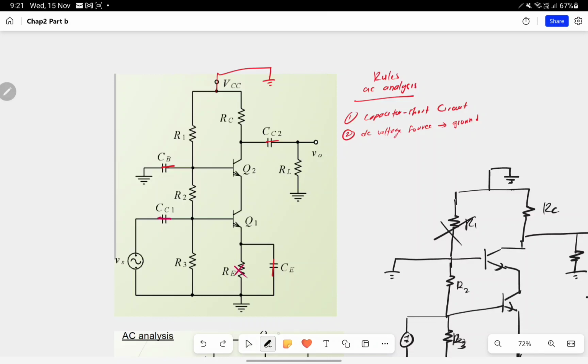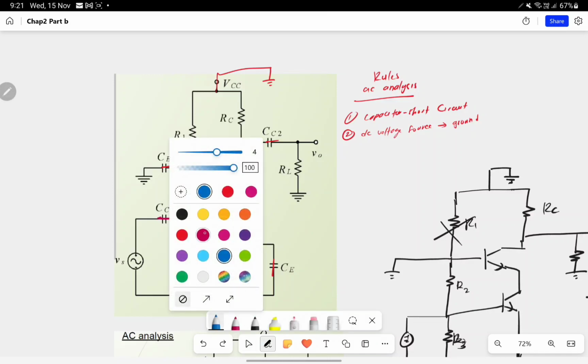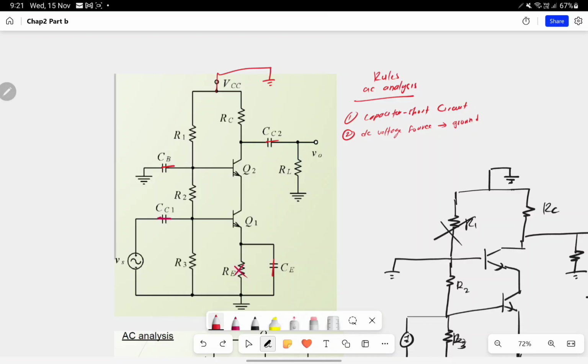So if this capacitor is shorted, in this case, the current will flow into this wire, and the current will not flow into RE. So we can neglect that RE, and then we will change the VCC into the ground.